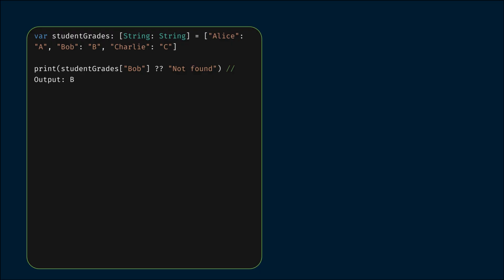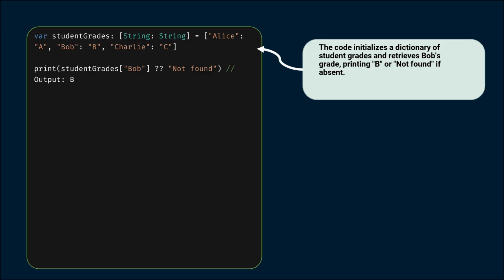Next, we will look at how to use dictionaries in Swift to store and retrieve data effectively. A dictionary is a collection that holds key-value pairs, making it an excellent choice for associating identifiable keys with corresponding values. For example, we can create a dictionary named Student Grades, where each student's name serves as the key and their grade represents the value. This structure allows us easy access to a student's grade based on their name. Now, let's see how we can implement this in our code.